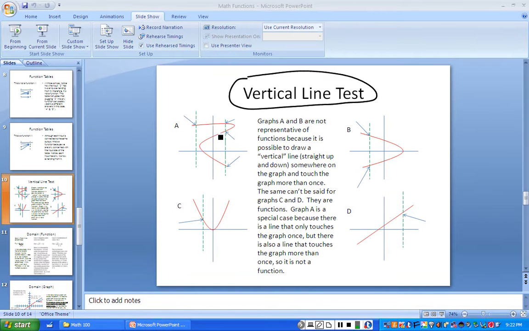Alright, the red is my graph. Now I can draw a vertical line right here, and I only touched the red graph right there, so I touched it at one point.